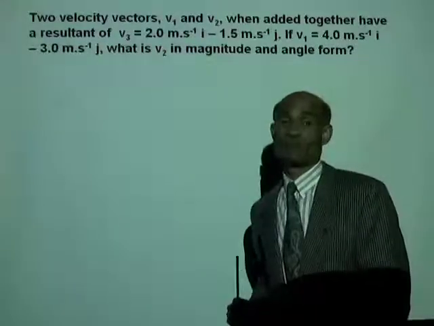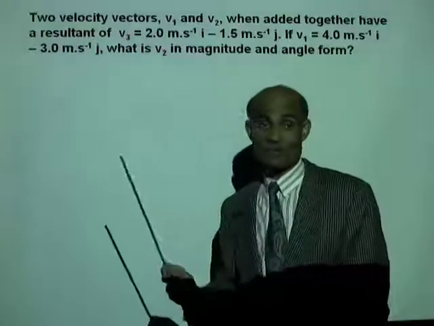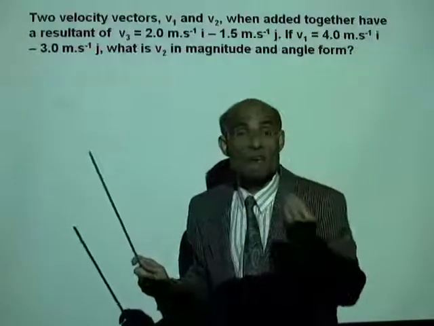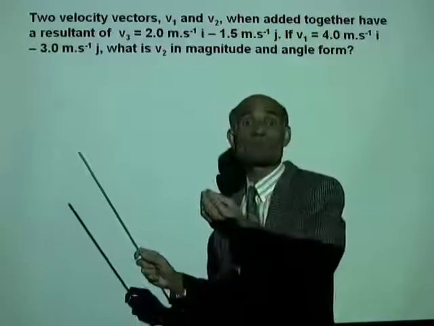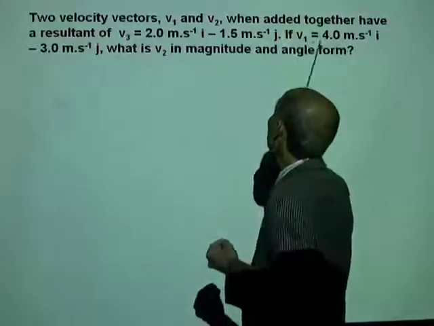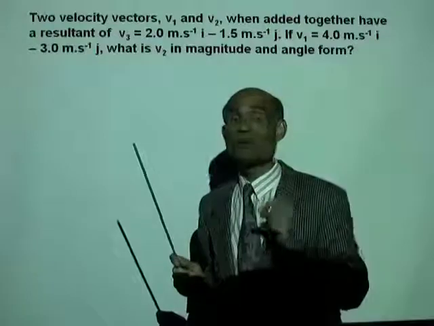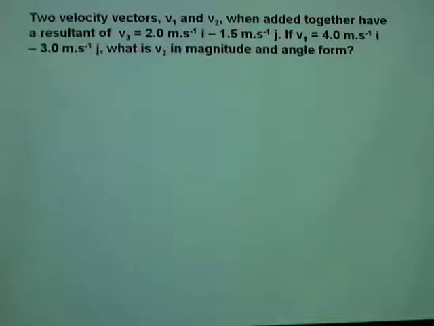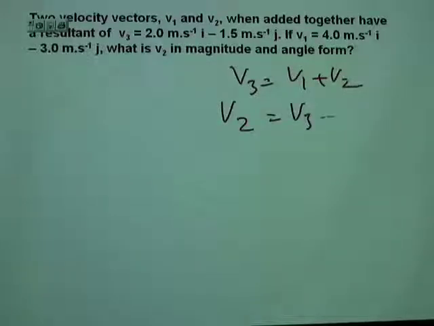Well, you need to understand this question well in order to do this. What is given here is v3. v3 is the sum of v1 and v2. You are also given v1 and you are told to find v2. Is that right? So we know that v3 equals v1 plus v2. We know v3, we know v1, therefore v2 will be v3 minus v1.